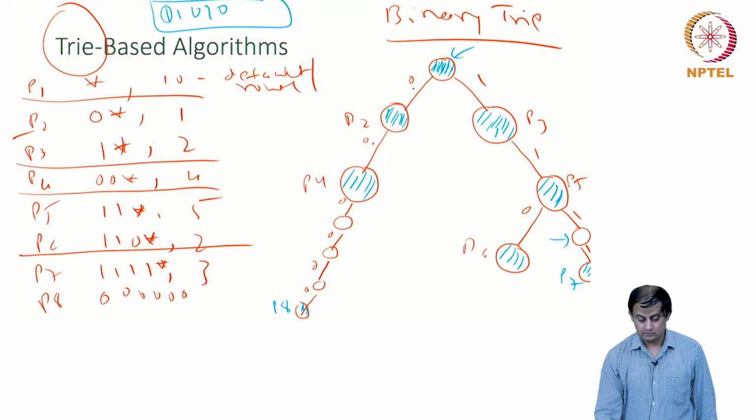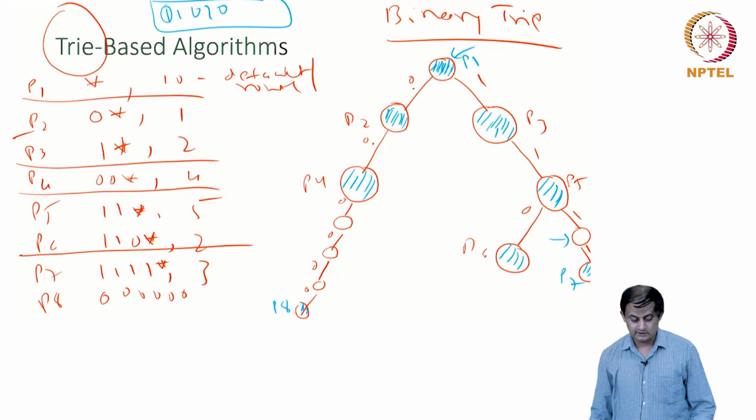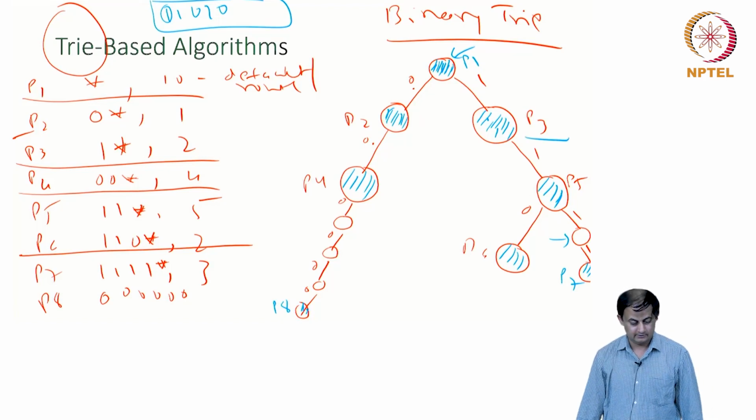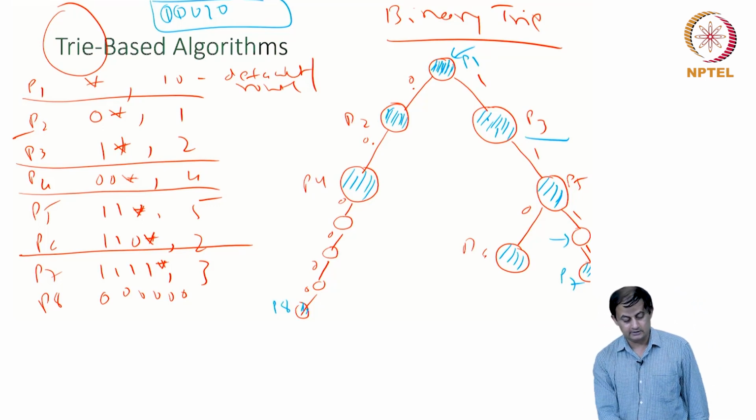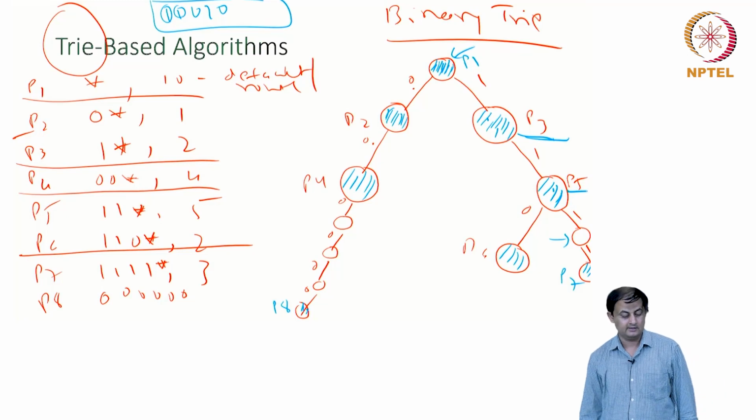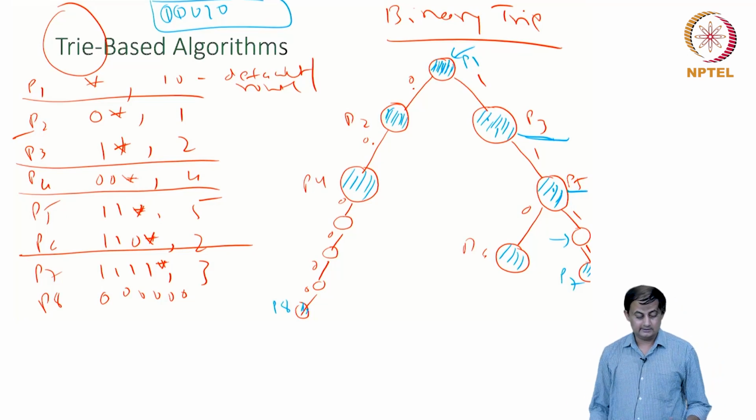You start with the root node, and when nothing else is matching, by default P1 is matching, that is the default entry. Since there is a 1, there is a child with the label 1, so I go here and remember P3 is the best match so far. Then I go to the second bit and ask, is there a child with the label 1 for this node? Yes, there is. And then I remember P5 is the best match so far, and then I read the third bit of the destination IP address and continue the search.